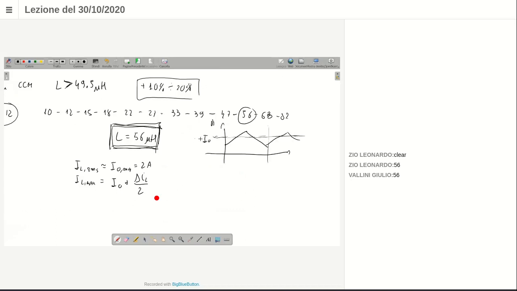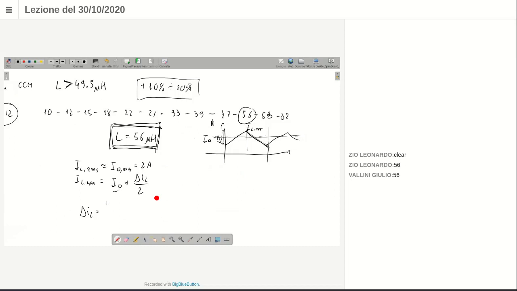This is the mean value which corresponds to the load current, and if this is the current ripple, IL maximum is IO plus 1/2 of the ripple. What about the ripple? We can calculate it, for instance, considering the discharge phase of the inductor.